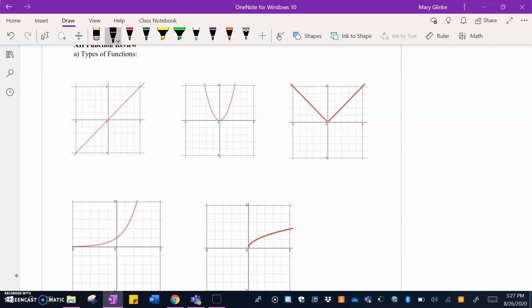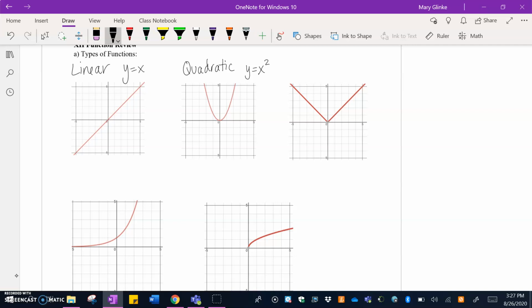The first one right here, it looks like a line. It is a linear function. Your parent equation is y equals x. And then we can move that around in slope-intercept form and different things, but that is a linear function. The next one is a quadratic. The shape of the graph is a parabola. And all of those equations have a highest degree of x squared.